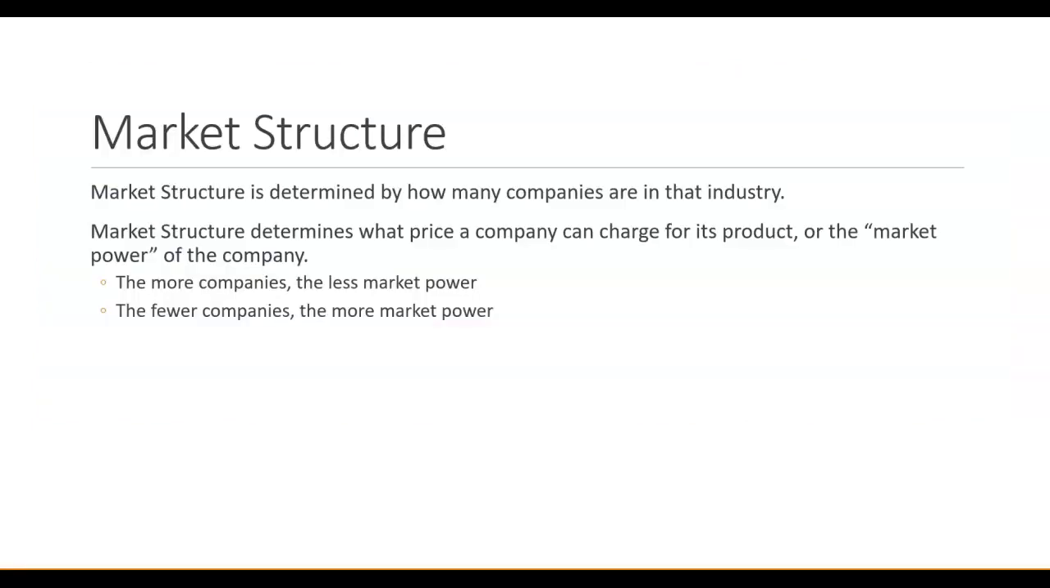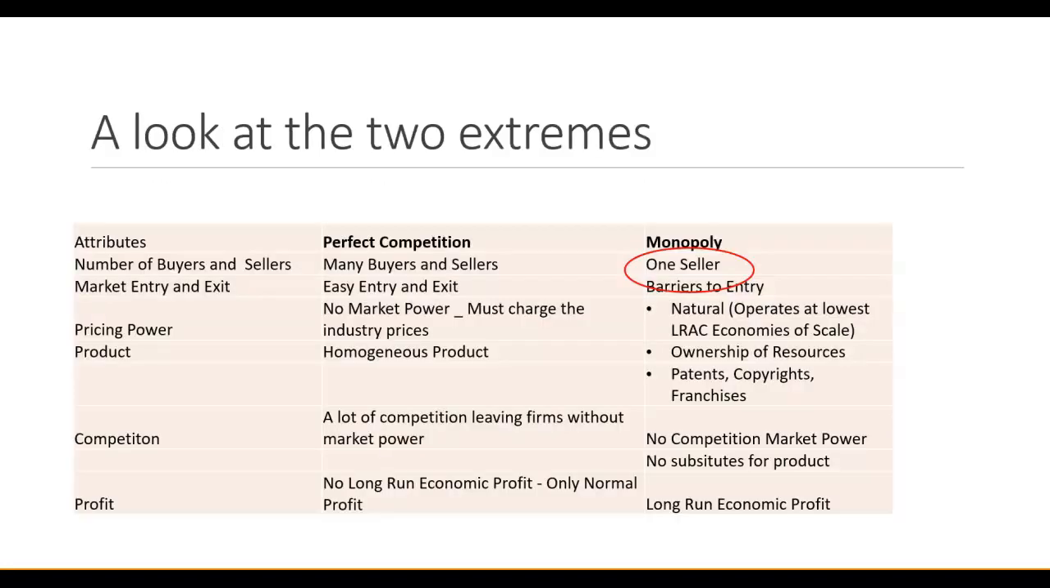When we talk about market structure, we determine market structure by how many companies are in that industry. And market structure determines what price a company can charge for its product, or the market power of the company. The more companies there are, the less market power. The fewer companies, the more market power. So let's look at the two extremes. We recently finished our section on perfect competition, and now we are going to be looking at monopoly.